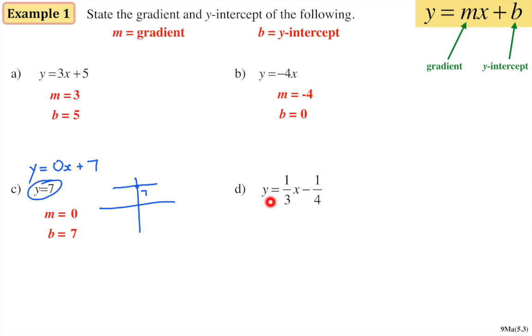For part D, the number in front of x is plus 1/3. So the gradient is 1/3, and the number on the end is minus 1/4, meaning this line goes through the y-axis at negative 1/4. So that's how we read off our gradient and our y-intercept. Remember, m stands for gradient, and b stands for where the graph will cross the y-axis, the y-intercept.